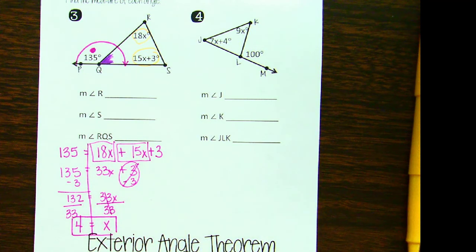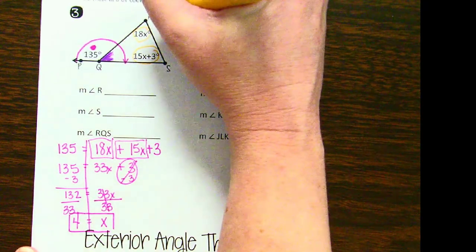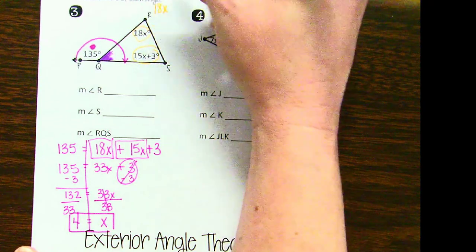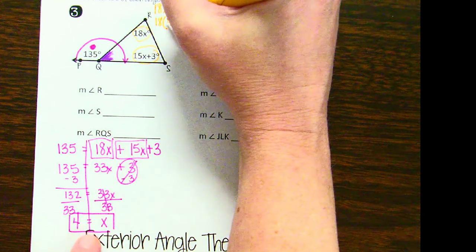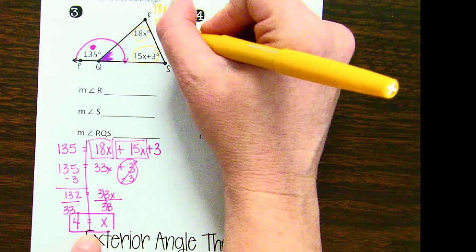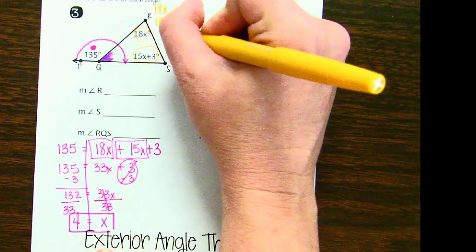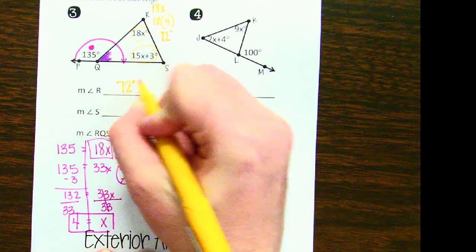Now I take the x and substitute it into each of these other equations to determine how much each of those angles are. So let's use 18x, the expression for angle R. I'm going to substitute my solution from here for the x, and then evaluate. 18 times 4 is 72. So that means the measure of angle R is 72 degrees.